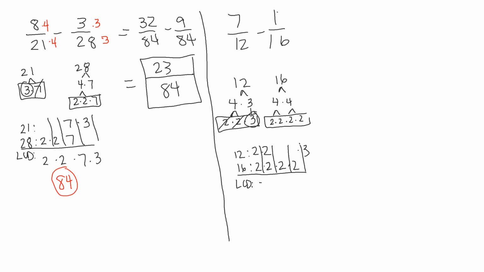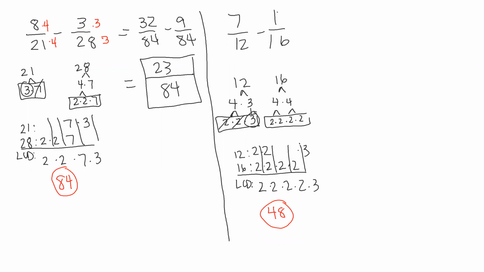The value of each of those columns gets multiplied, and that will tell me my LCD. So 4 times, well, let's see, 2 times 2 is 4. 4 times 2 is 8. 8 times 2 is 16. And then 16 times 3 is 48. Okay. So we need to rewrite the 2 original fractions where the denominator is 48.